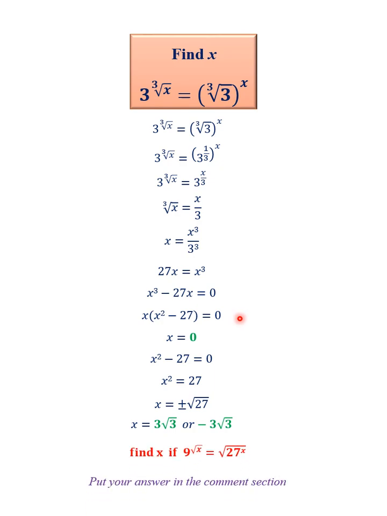Here is a simple one for you to do. Find the value of x if 9 to the power of root x is equal to root 27 to the power of x.